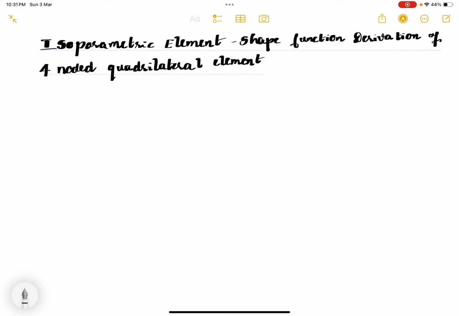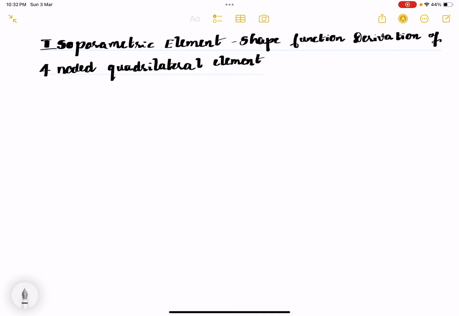Hello everyone. In this video, we are going to derive the shape functions of a four-noded quadrilateral element. Before I get straight into the business of deriving the shape functions of a four-noded quadrilateral element, I would like to tell you that this video is particularly for people who are preparing for their examination and who want to quickly understand how to derive the shape functions for a four-noded quadrilateral element, iso-parametric element.